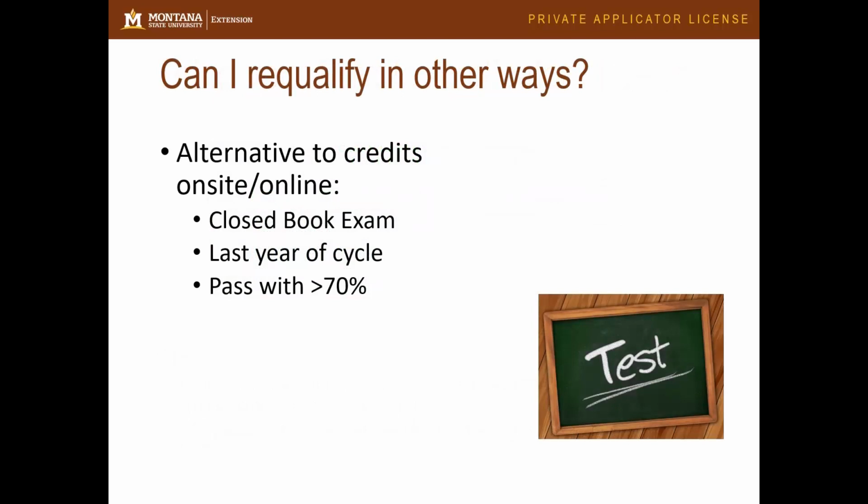If you were not able to attend classes for credits, you may take a closed book exam at any MSU Extension office in the last year of your recertification cycle. If you pass the test with a 70% or better, you will have met the requirements for recertifying your license.